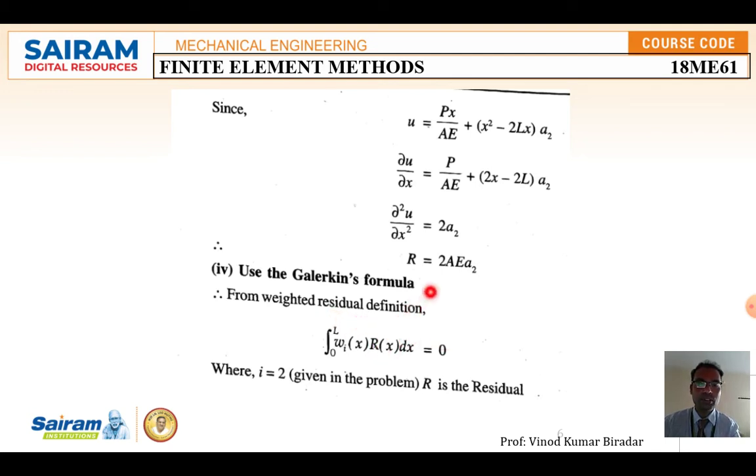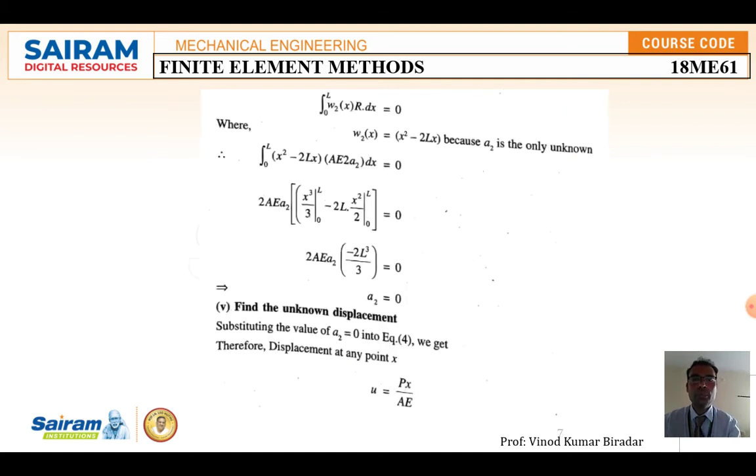So what is r of x? It is 2ae a2, and w(x) is equal to what? Here i stands for the number of degrees of the polynomial. This is for order 2, so you have to write 2. So the same w2 is equal to x square minus 2lx, because a2 is the only unknown. You have to substitute which one is unknown here.